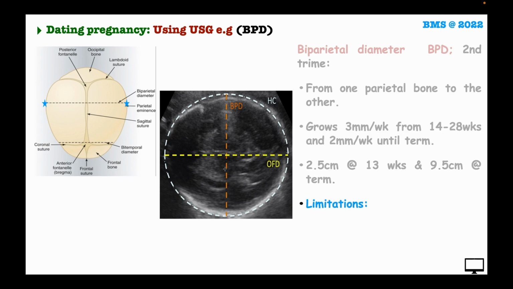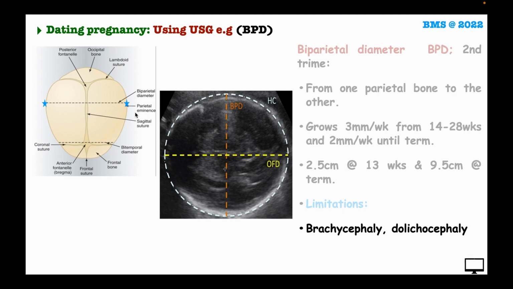Now, like the use of the LMP, the ultrasound also has some limitations, especially when it comes to the use of the biparietal diameter. Some of these limitations include brachycephaly and dolichocephaly. These are abnormalities of the shape of the head. Brachycephaly is a premature fusion of the coronal sutures, and this leads to widening of the parietal bones and flattening of the head, and in such a case, you cannot get the correct measurement.